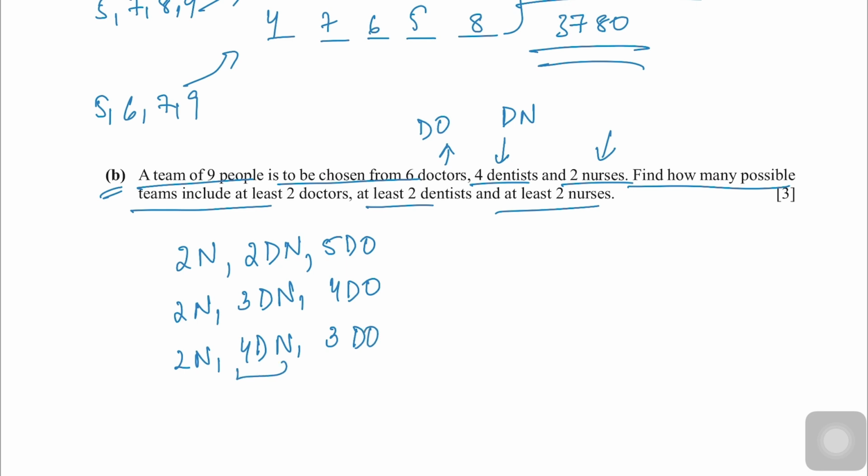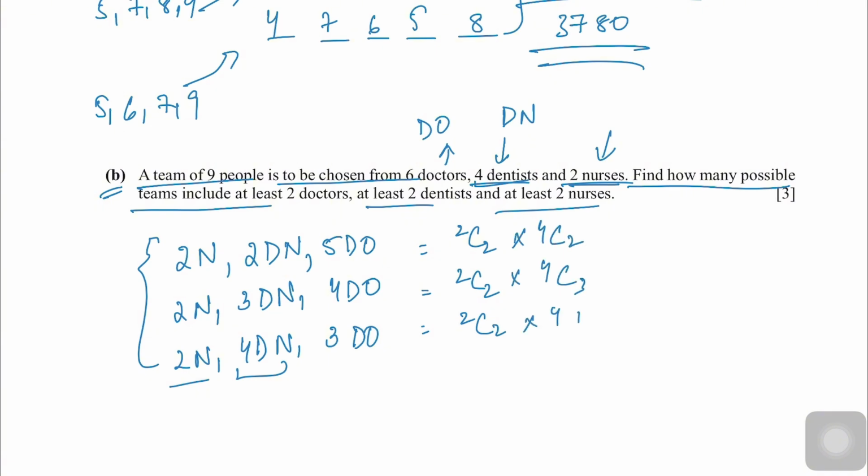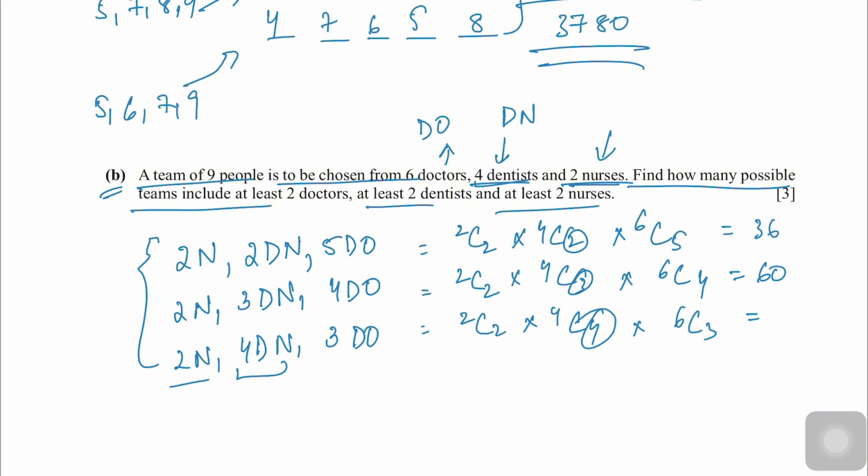Now we can't have more than four dentists because we are limited to four dentists and two nurses. So these are the three possible combinations. We'll write this as 2C2, since we have to select two nurses from two, and 4C2, 4C3, 4C4 for two dentists, three dentists, and four dentists. And then 5, 4, and 3 doctors, so this would be 6C5, 6C4, and 6C3. So we'll get this as 36, this as 60, and this as basically 20. We'll add these up and get our final answer as 116. So this is our final answer.